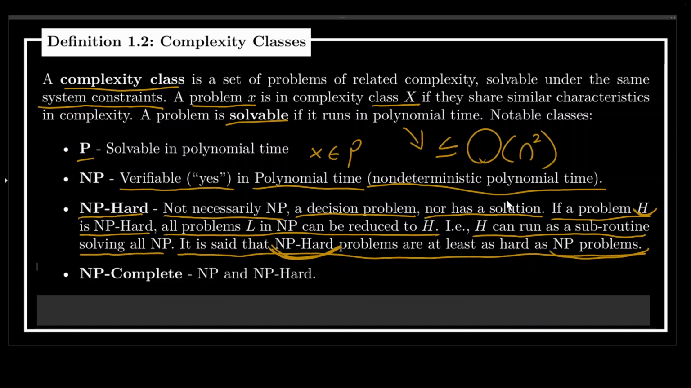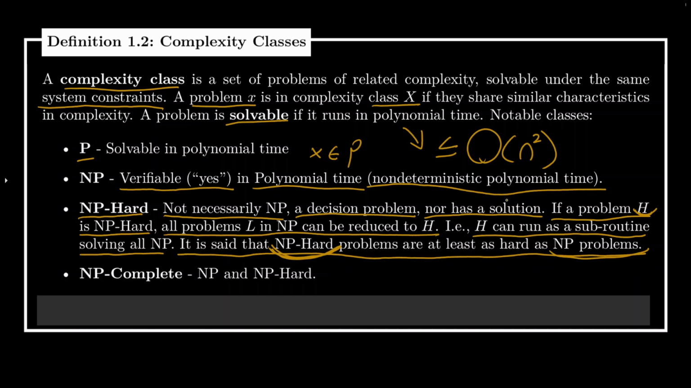So this next class is going to be NP complete, which just means it's NP and NP hard. So we can verify a yes, and it is NP hard. So we can take this definition of NP, and we can just cross out the "not necessarily NP" part. So this makes it NP complete. This is what it means.